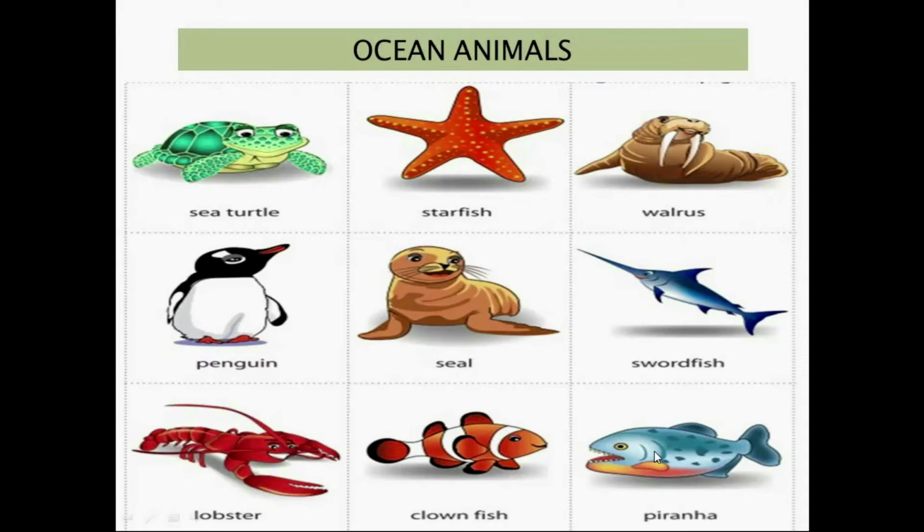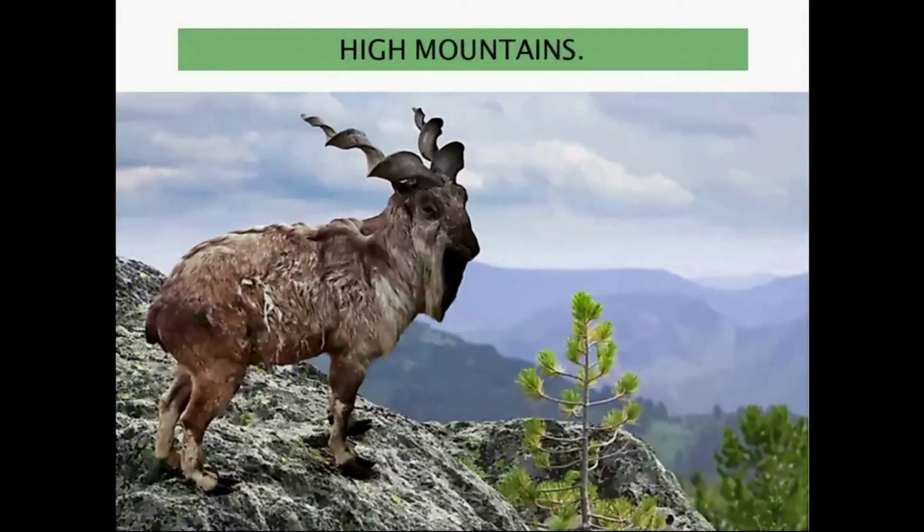Now we all know about ocean animals, and we also try to memorize a few names. Try to memorize this diagram if you can. If you cannot, then it's okay. Move toward another category, high mountains. There are some types of animals who can live on high mountains like this pretty goat. It can live only on mountains. It can survive on mountains.